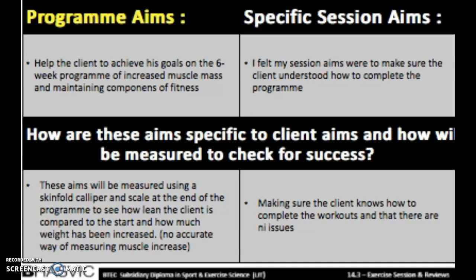These are specific to the client as it aims to help him get closer to and achieve his goal, and could be measured compared to an ideal form or a known athlete's form.